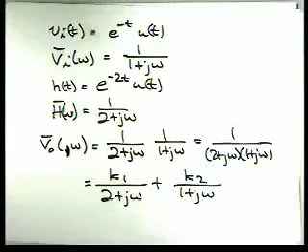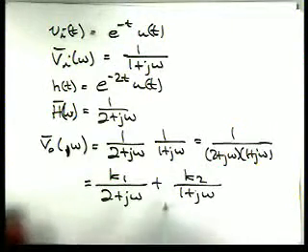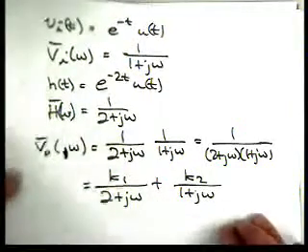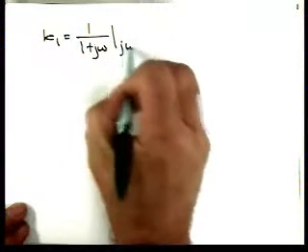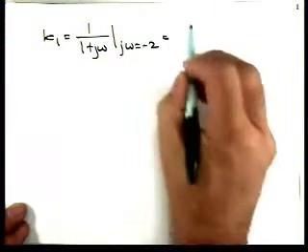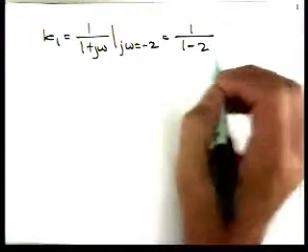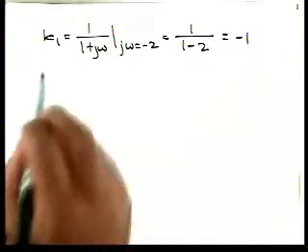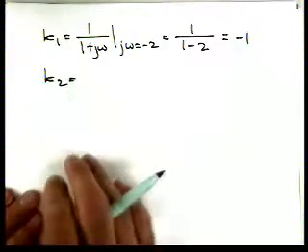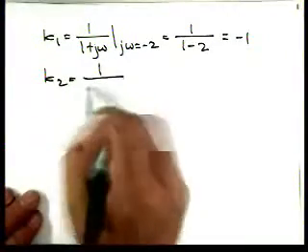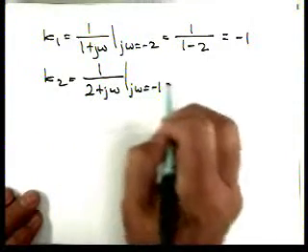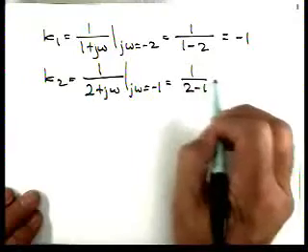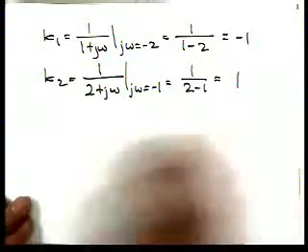So now what we'll do for k1, we'll multiply through by 2 plus j omega and let j omega equal minus 2. So k1 then is 1 over 1 plus j omega, evaluated at j omega equal minus 2. So it's 1 over 1 minus 2, or minus 1. For k2 we multiply through by 1 plus j omega, so we have 1 over 2 plus j omega. Evaluate at j omega equal minus 1, so we have 1 over 2 minus 1, which is 1.